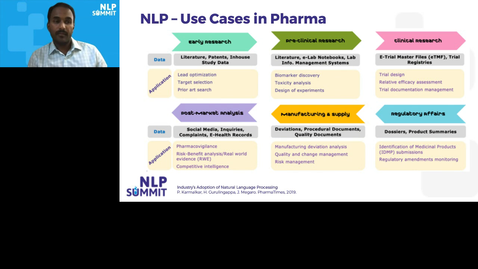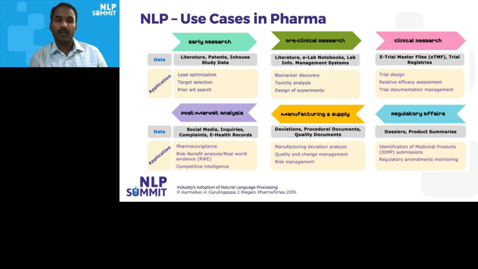As a pharma company, it's very important that we stay up to date with any changes or amendments that are published by health authorities or regulators, which helps us ensure that we make the changes accordingly and stay compliant with what has been announced by the authorities. And then we move to manufacturing and supply.